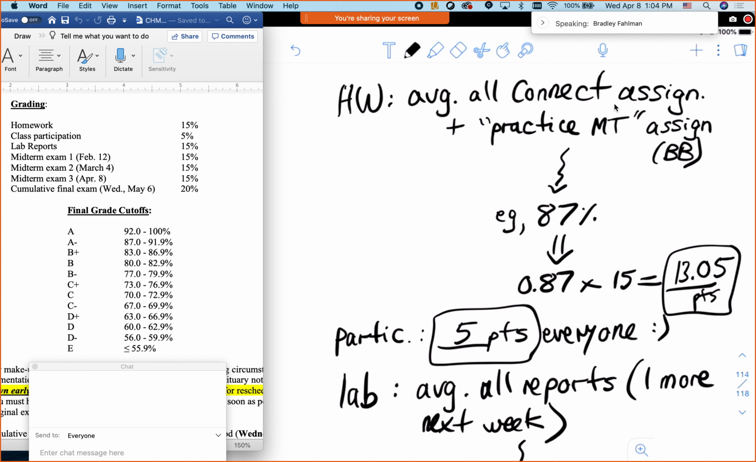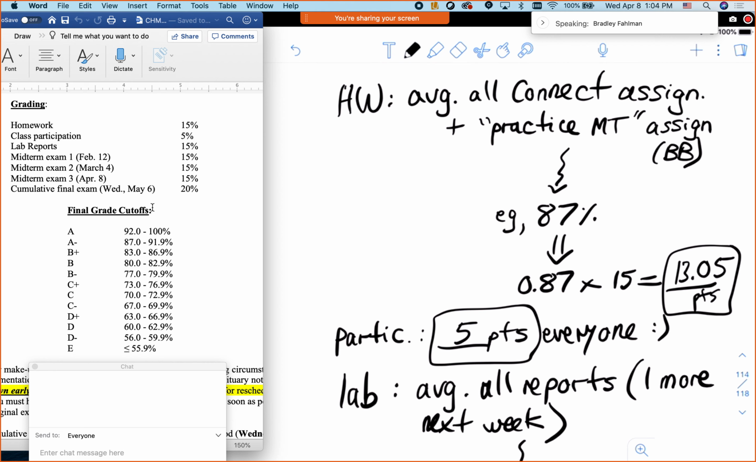Let's say on the first one you got 90 something, the second one you got 81, and the third one you got 85 or something, and your Connect is around 86. You average everything together and you get 87%, let's say. That's all of your Connect plus your practice midterms. You take that as a percentage. It's worth 15%, so you do 0.87 times 15 and you get so many points for that.